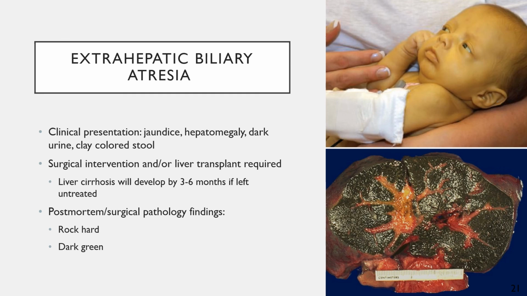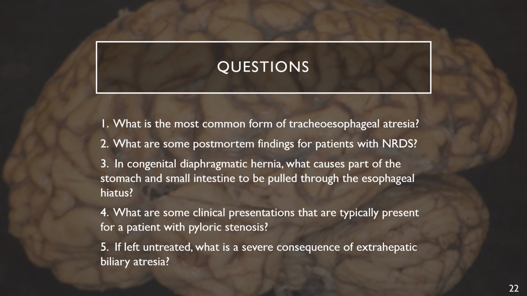All right, so my questions for you are, what is the most common form of tracheoesophageal atresia? What are some postmortem findings for patients with NRDS? In congenital diaphragmatic hernia, what causes part of the stomach and small intestine to be pulled through the esophageal hiatus? What are some clinical presentations that are typically present for a patient with pyloric stenosis? And if left untreated, what is a severe consequence of extrahepatic biliary atresia?